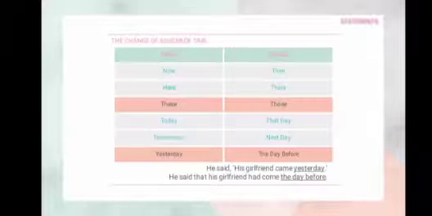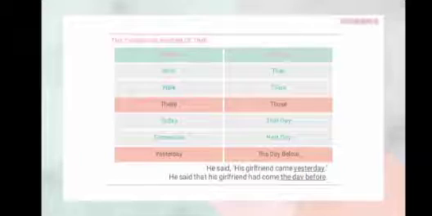Next, and the last is the change of adverb of time. You can see the table. An example, he said his girlfriend came yesterday. He said that his girlfriend had come the day before. So, yesterday changed to the day before.